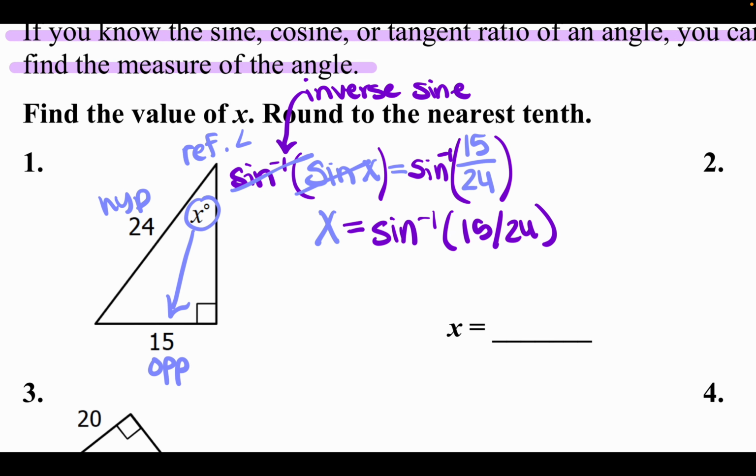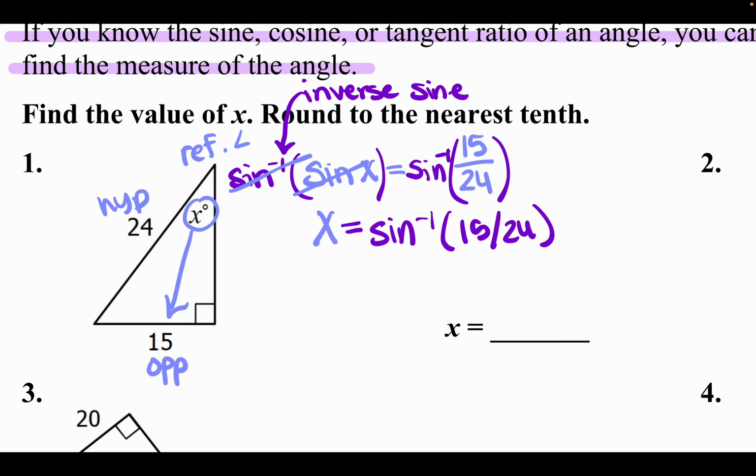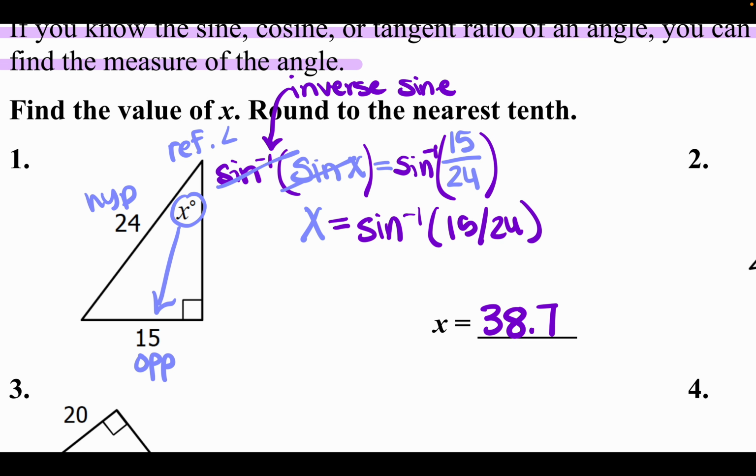So when we type this in, make sure your calculator's in degree mode. I showed you that in the last video. It has that little DEG at the top. So we get x is equal to 38.68, so that's a 38.7. And that's a degree. That's what that angle measure is.